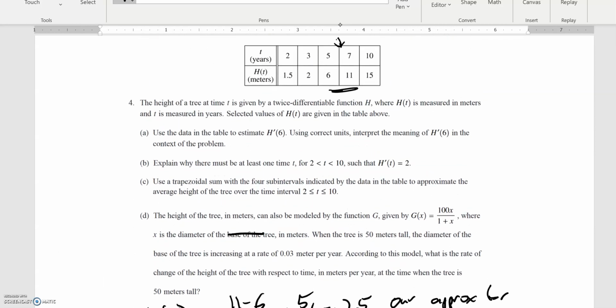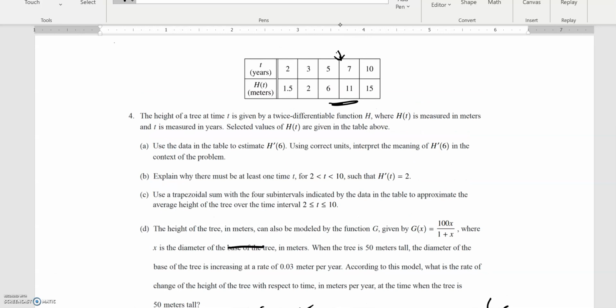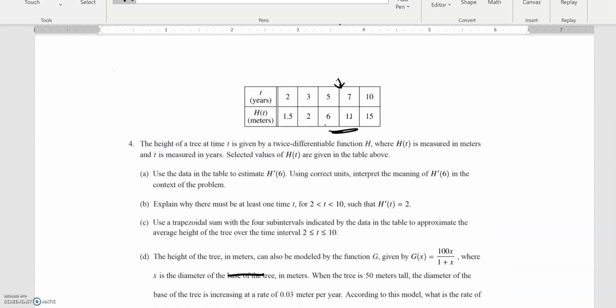Wow. I don't know, that seems kind of fast to me, but this thing is, in 7 years, it got 11 meters tall, so it's getting pretty big here. And I'm just double checking my work. That's right, I was estimating at 6, so 11 minus 6 over 7 minus 5. Yeah, that looks good. Okay.